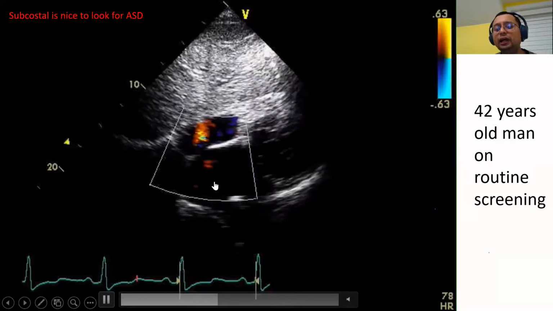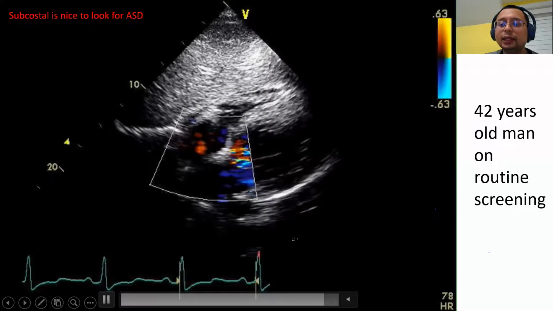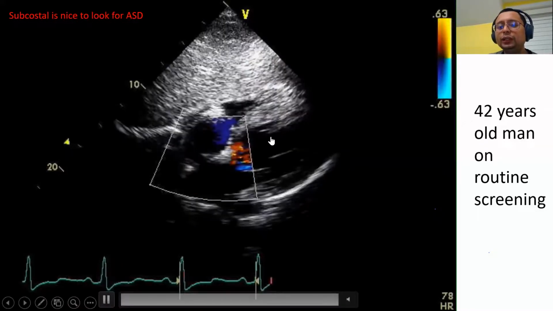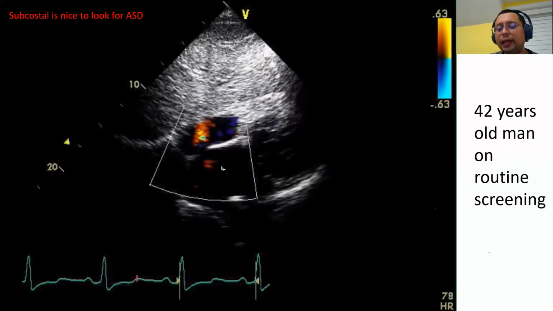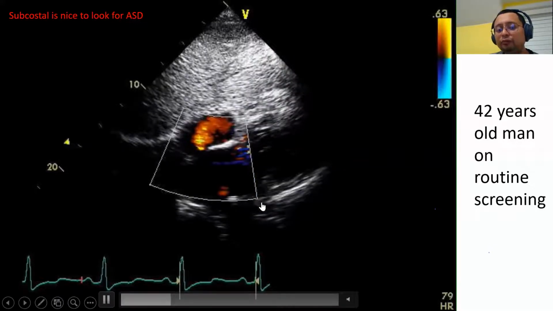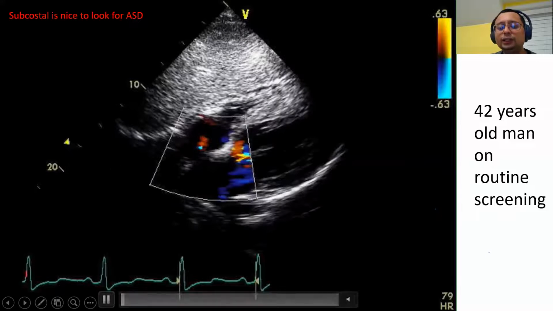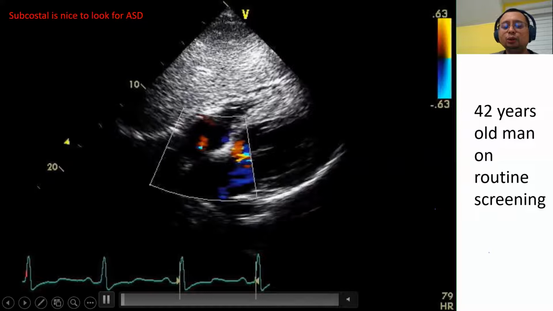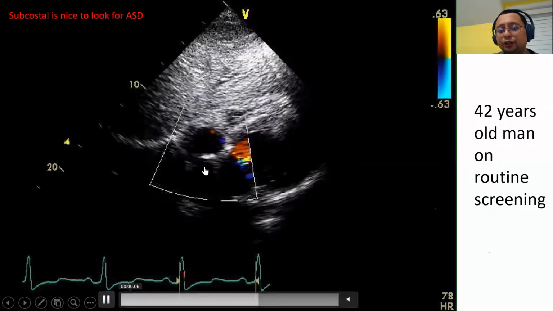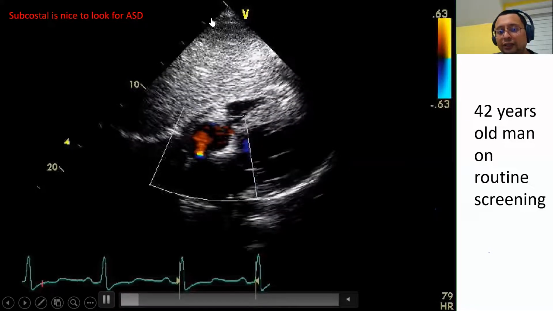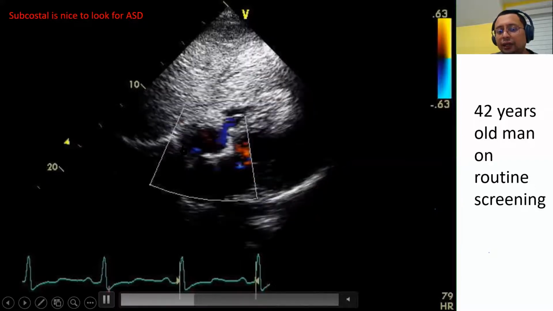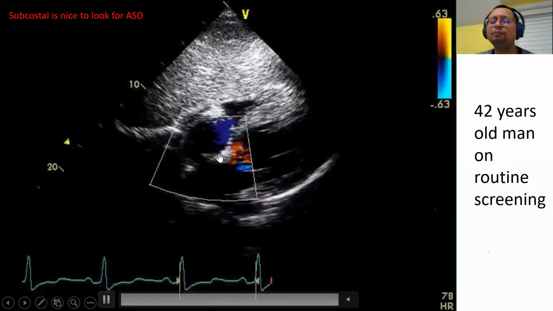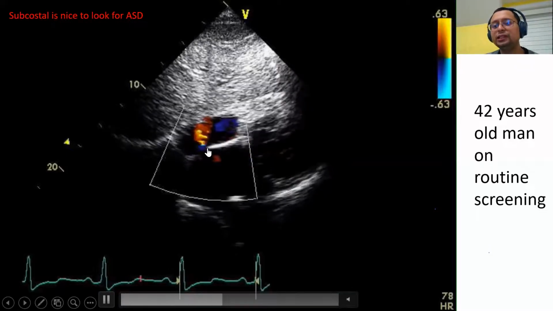How do I know this is a left to right shunt? Remember when you look at echo, blue is away from the probe. The probe is there. Any blue is flow away from the probe, and red is flow towards the probe. They call it BART, the mnemonic B-A-R-T: Blue Away, Red Towards. As you can see, a lot of red flow is towards the transducer. This is the left atrium, right atrium, and the red flow is towards the transducer. So this is an example of secundum ASD with left to right shunt again.